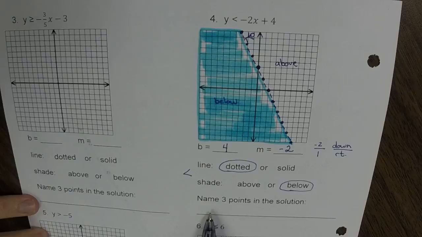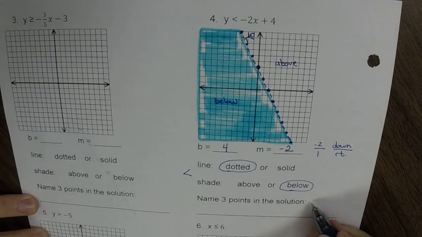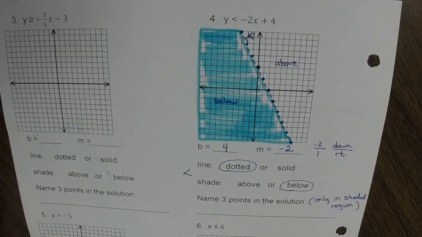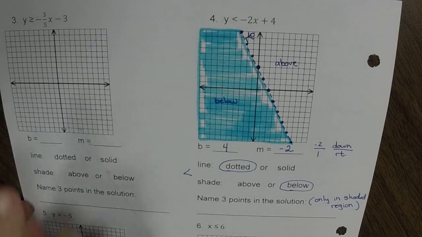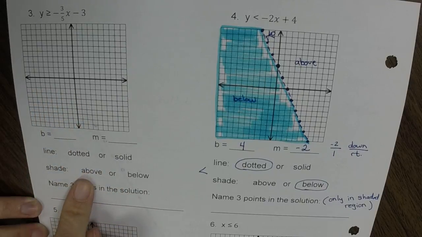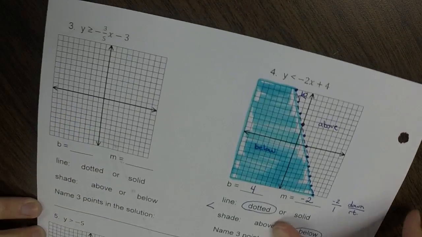And then I want you to pick 3 points that are the solution. Remember, it's a dotted line, so these are going to be only in the shaded region. It cannot include the line because the line is dotted. Good. All right, so you guys go back and work number 3, and then I'll ask you guys some questions about that. Let's look down at 5 and 6.